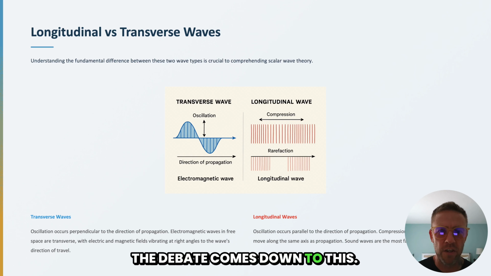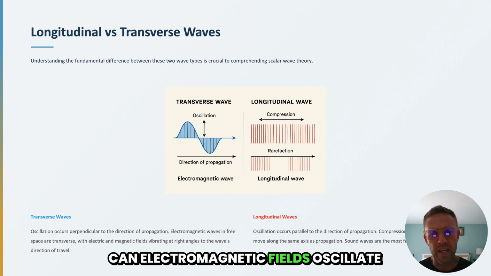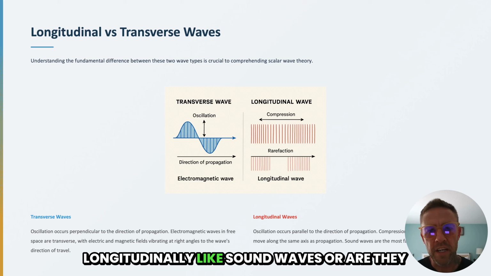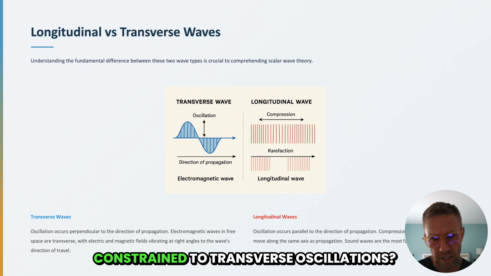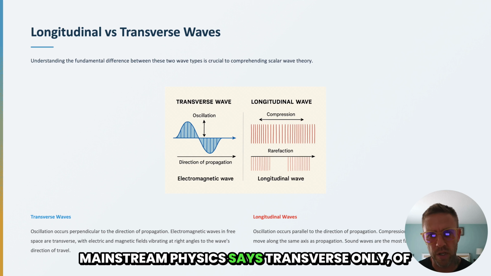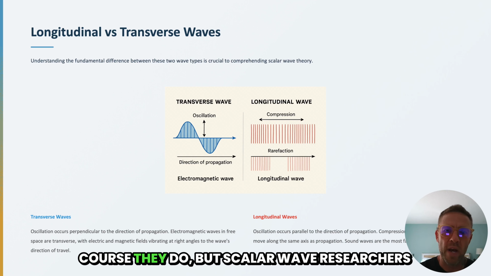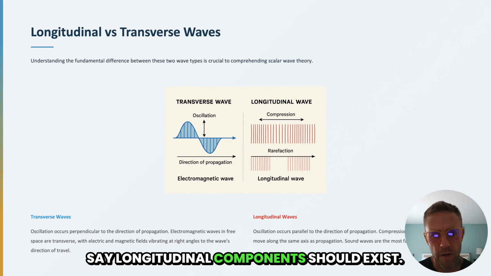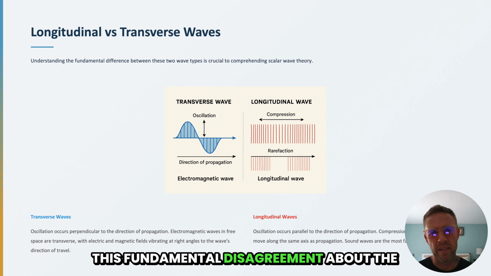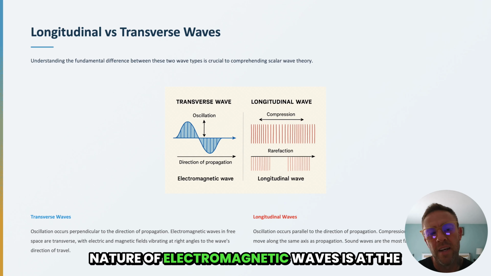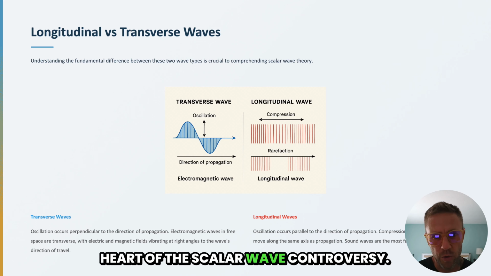The debate comes down to this. Can electromagnetic fields oscillate longitudinally like sound waves, or are they constrained to transverse oscillations? Mainstream physics says transverse only. Of course they do, but scalar wave researchers say longitudinal components should exist. This fundamental disagreement about the nature of electromagnetic waves is at the heart of the scalar wave controversy.